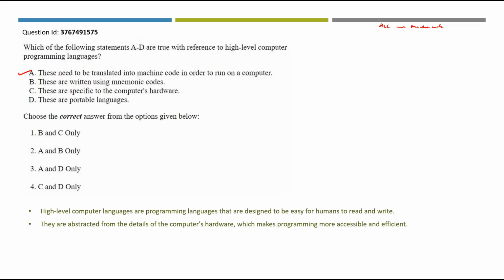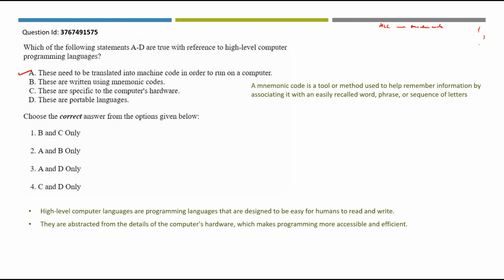These are written using mnemonic codes. What are mnemonic codes? A mnemonic code is a tool or method used to help remember information by associating it with an easily recalled word, phrase, or sequence of letters. We don't use mnemonic code in programming languages. We have syntax for every language. Say for example, some will allow the use of curly braces. Some will allow the use of semicolons. Every language will have a specific set of rules. But they don't use mnemonic codes. They are specific to the computer's hardware. No, that is machine code.